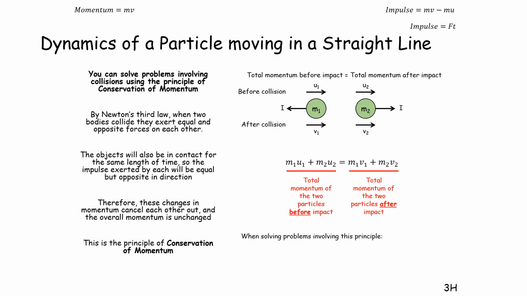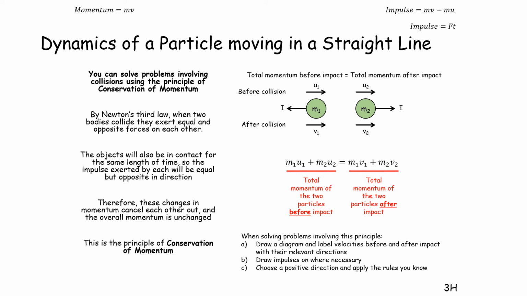Okay, so when we solve problems involving this principle, first we draw the diagram, label the velocities before and after the impact with the relevant directions, then draw an impulse where necessary and choose a positive direction. This is a very important point here. So if you're going to the right as the positive, anything going to the left will be negative in terms of velocity. So don't get them mixed up.